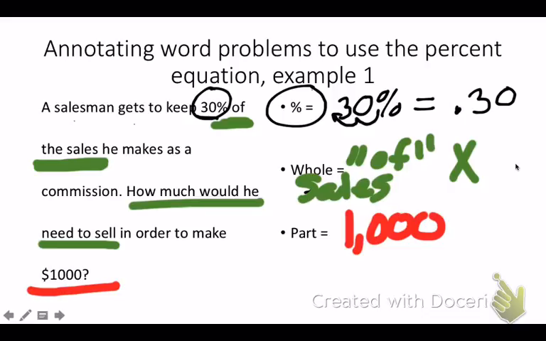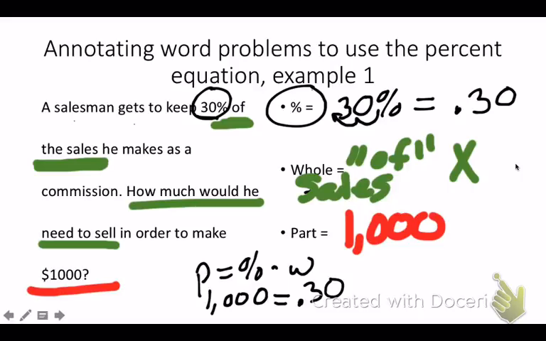So if I were going to set this up as an equation, part equals percent times whole. My part would be 1,000. My percent would be 0.30 because it needs to be in decimal form. And then my whole is the one I'm trying to figure out, so it's going to be times X. We're going to talk about how to solve it in just a few minutes, but setting it up is usually the hardest part, so we're going to do a couple more examples of just setting up the percent equation.